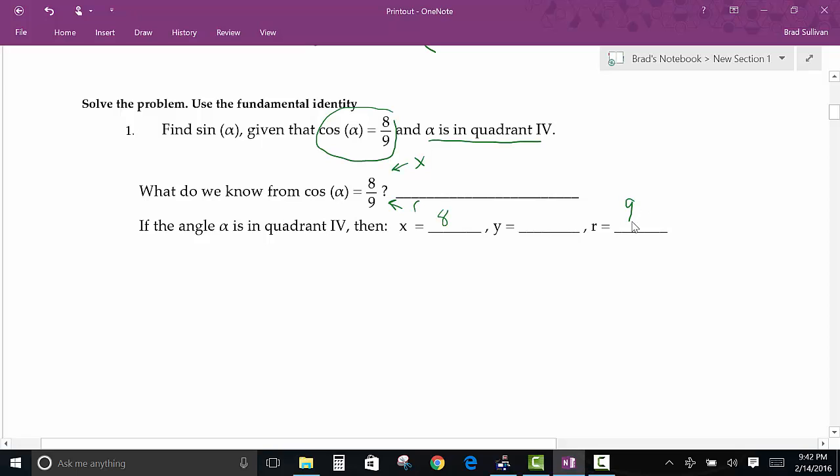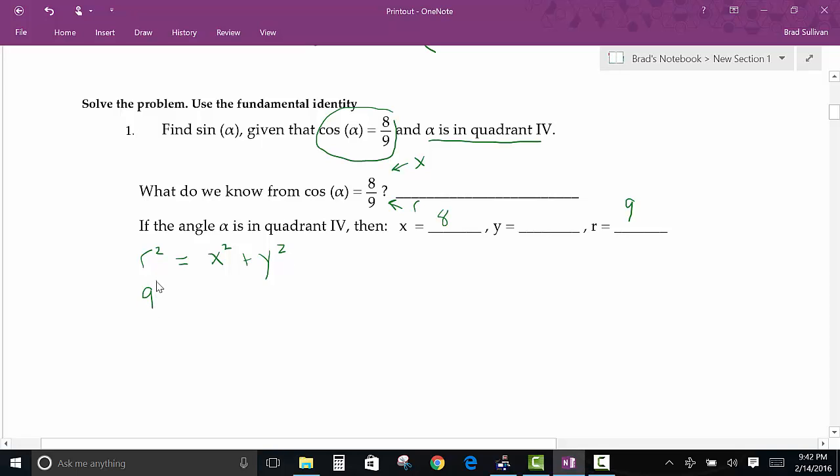Now we could go about finding this the way we had learned in the past. I'm going to do this problem actually in 2 ways. So what we have is the Pythagorean identity that we learned. We have r squared is equal to x squared plus y squared. So I'm just going to plug in what we have.